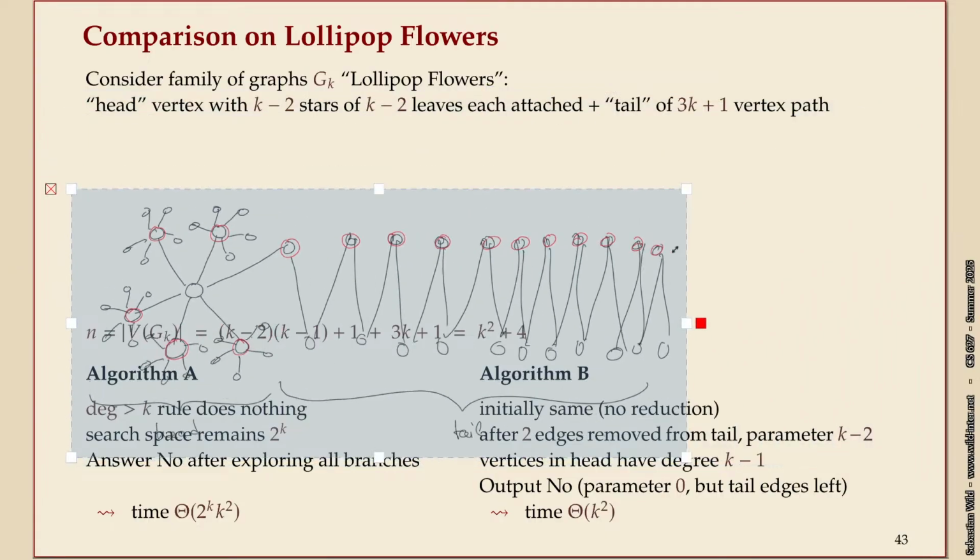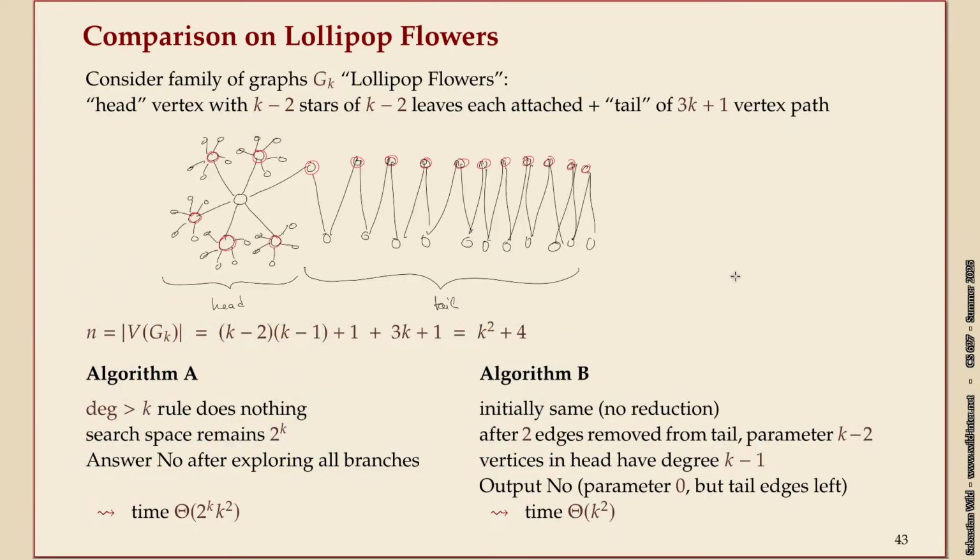What do our algorithms do on this example? First of all, I've done the counting for you in terms of the number of vertices. You can count the head, right? You have k minus 2 of these stars, then it's k minus 1 vertices each, plus the one in the center, plus the tail. So we have k squared vertices roughly.